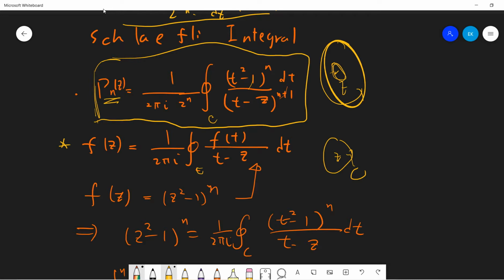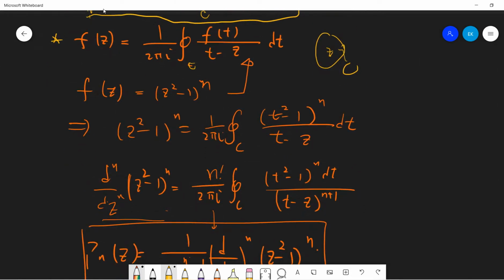And we just put f(z) to be (z² − 1)^n. Then we will get (t² − 1)^n inside the integral, so we just put this equation in. Then we differentiate n times with respect to z. So n factorial comes from here, and there's no minus sign, because there's already a minus sign here. The numerator is the same, but the denominator will be (t − z)^(n+1).